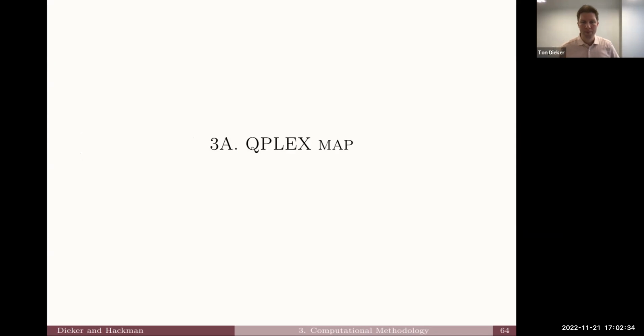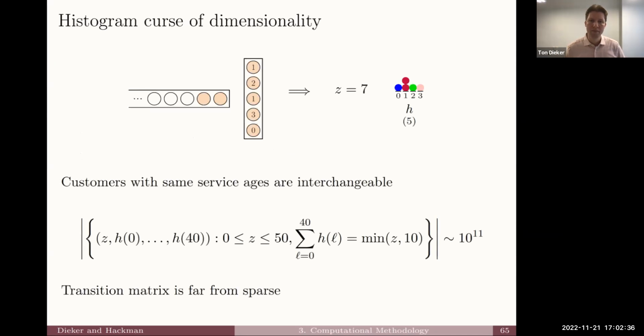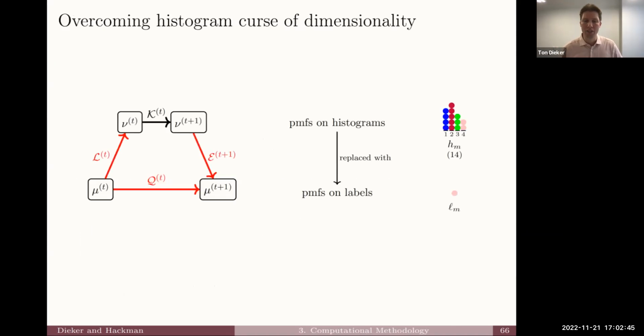First, the QPLEX map. The state space is massive, and this is an illustration. Even in a simple example, it's a lot. Can't do anything with it.